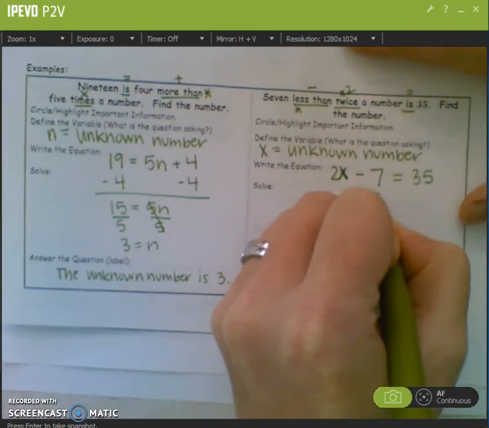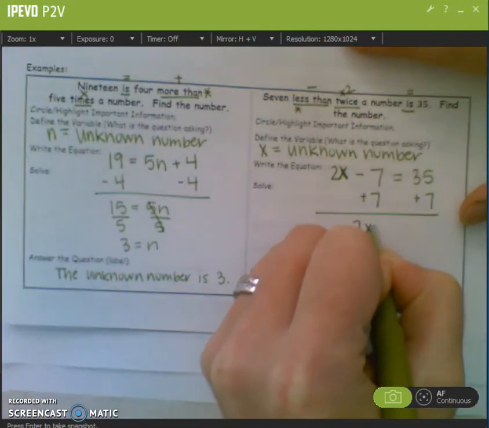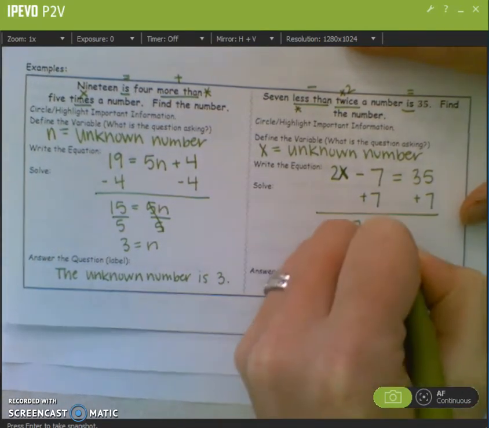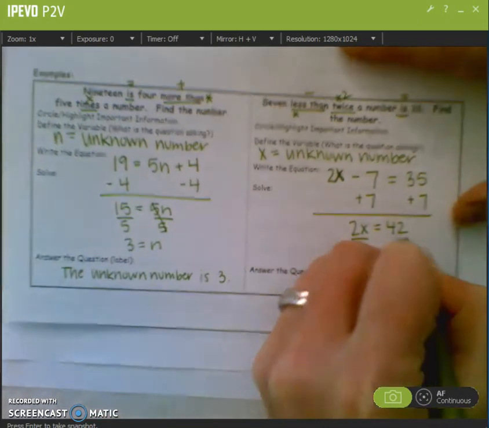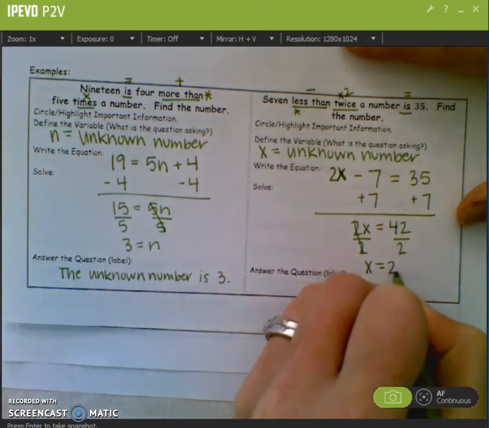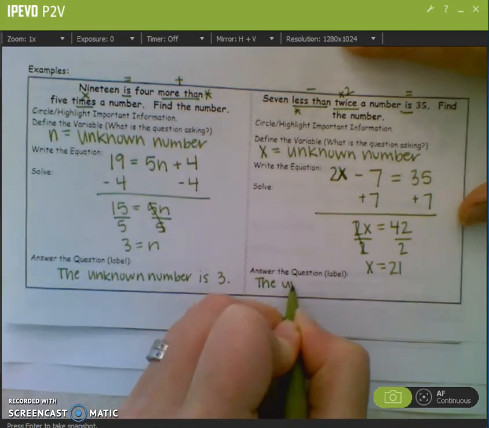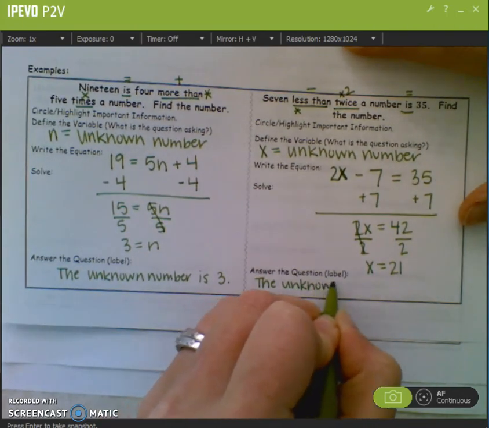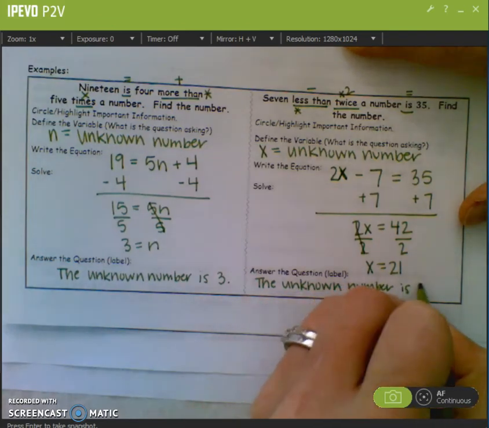When I solve that, I'm going to use inverse operations. So I'm going to start by the inverse of subtracting 7, which is adding 7 to both sides. And I get 2x equals 42. I'm going to use the inverse of multiplying by 2 and divide both sides by 2 to get x equals 21. So when I answer the question, the unknown number is 21.